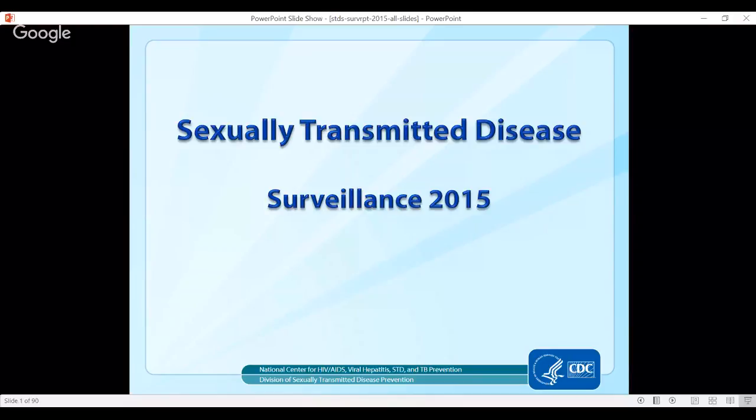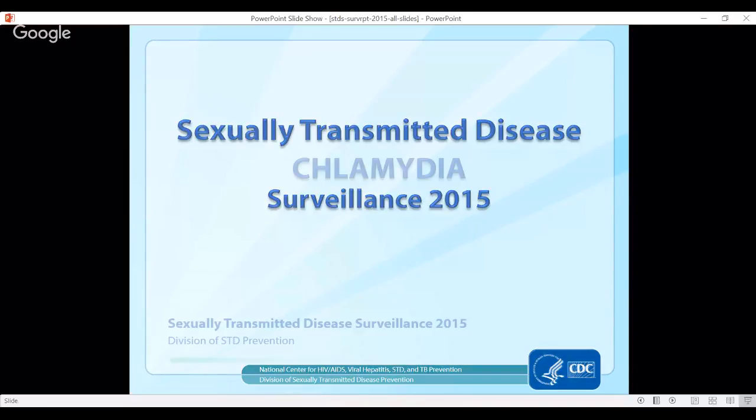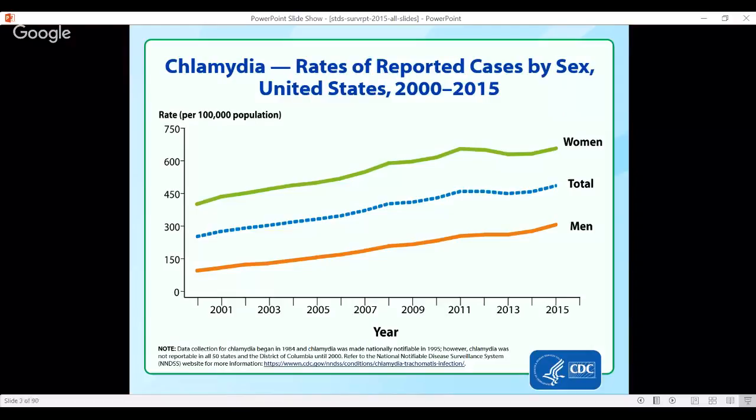All right, so STD surveillance in 2015. Again, this is the most recently available data we have on STDs in the nation. We're going to start with chlamydia. This figure shows rates of reported cases of chlamydia by sex, women and men. Since 2001, there's been a general increase in the rates of reported chlamydia cases. Women are higher than men, which is pretty common for STDs because of biological susceptibility. Women are more susceptible to getting chlamydia and gonorrhea infections than men.